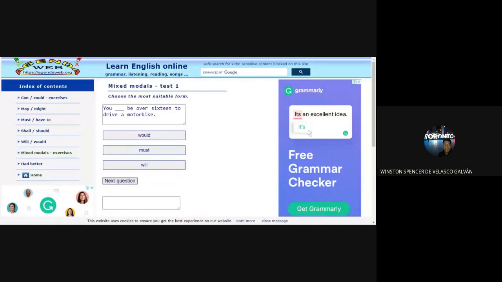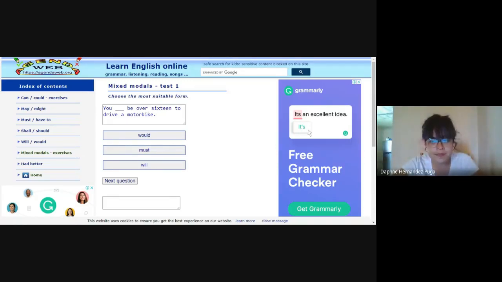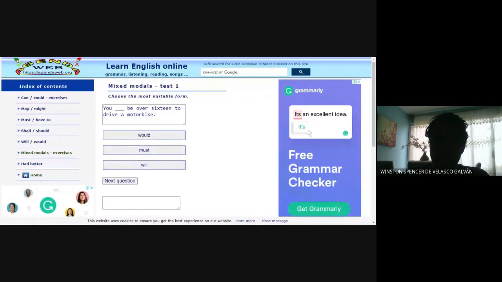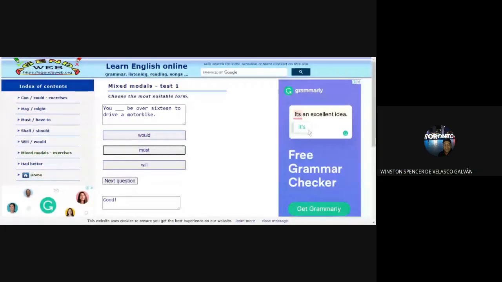Look, we have an empty space: space be over 16 to drive a motorbike. Who can answer me? Would, must, or will? Must. Let's see your answer, Daphne. Yes, correct. You must be over 16 to drive a motorbike. Remember, it is an obligation. Yes? Thanks so much. Next question. This is the next question.